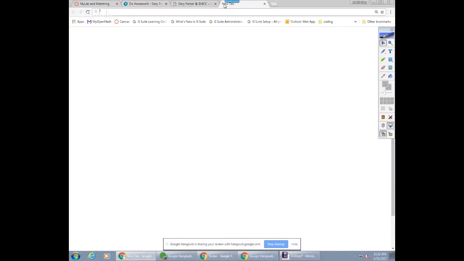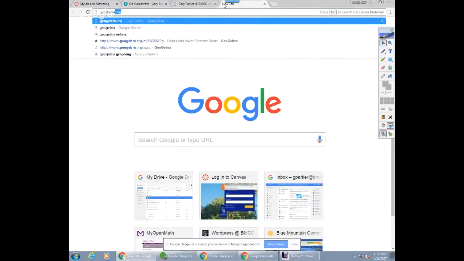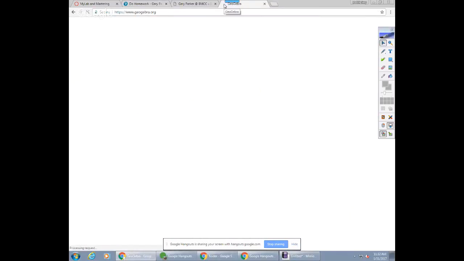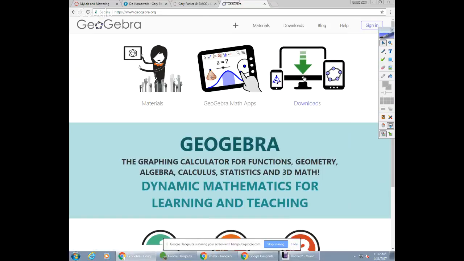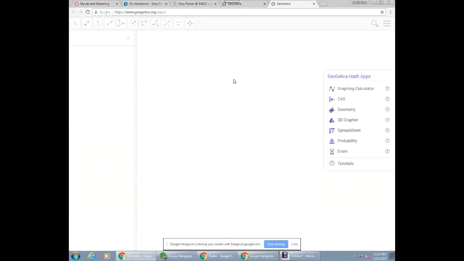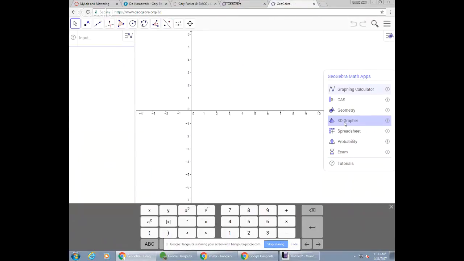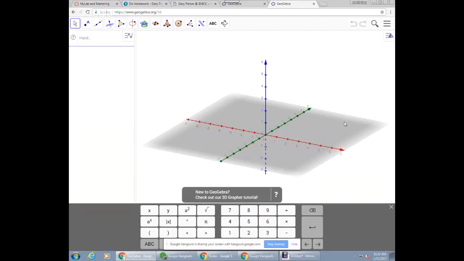All right. So GeoGebra. You found it on yours? Wow, that is wicked cool. Okay, so let's go to the app. All right. Oh, 3D grapher. Whoa. Okay, so the problem with this is then figuring out how to type 3D functions.